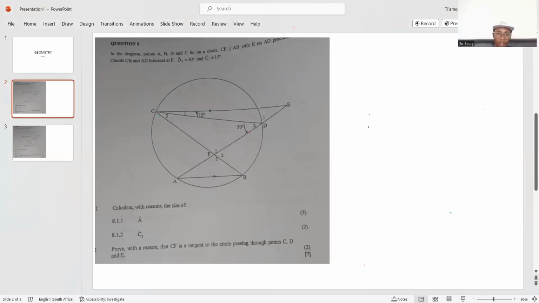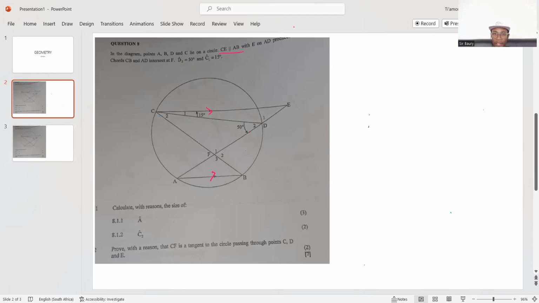You are given a rider. A rider is a geometry problem, right? So everything is given in the information. You're given that A, B, D, and C lie on the circle. You have parallel lines, right? So CE is parallel to AB.